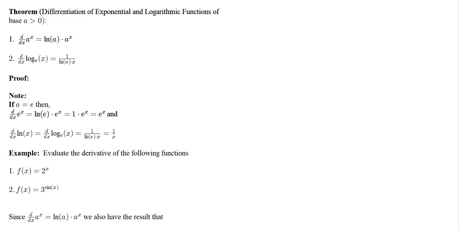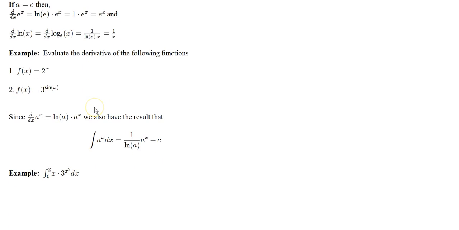Now let's look at some integration formulas. So here's an integral result that we have. Notice that since the derivative of a to the x power is ln of a times a to the x, we then have that the antiderivative of a to the x dx is 1 over ln of a times a to the x plus c. And notice we could also write that as, so of course you could see it written like that as well.